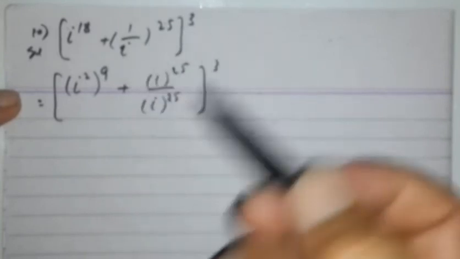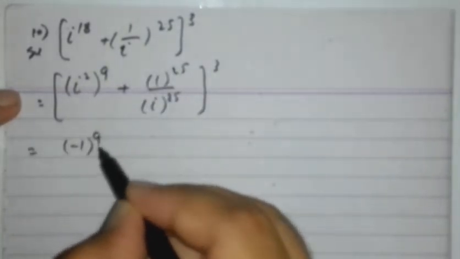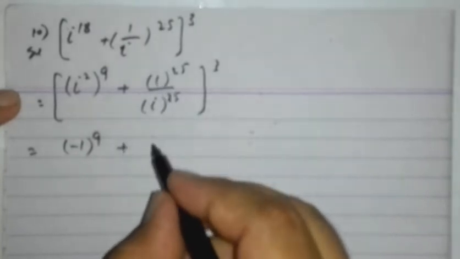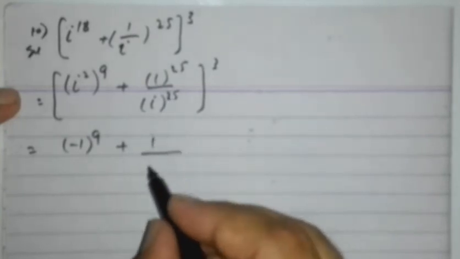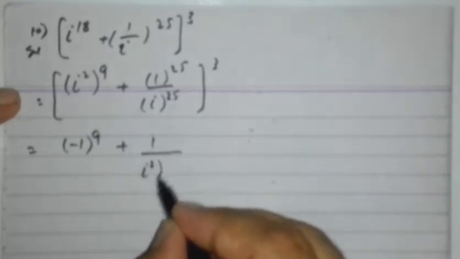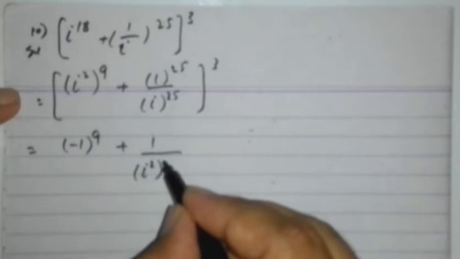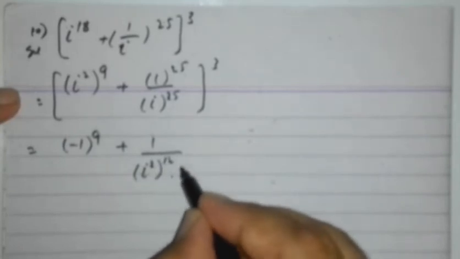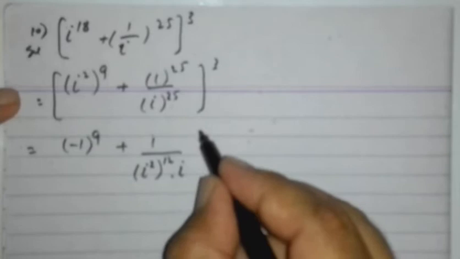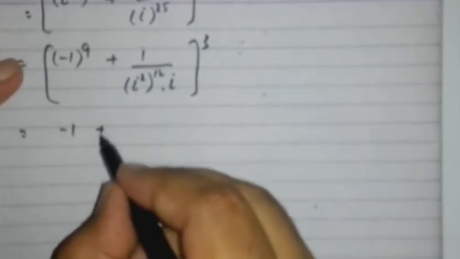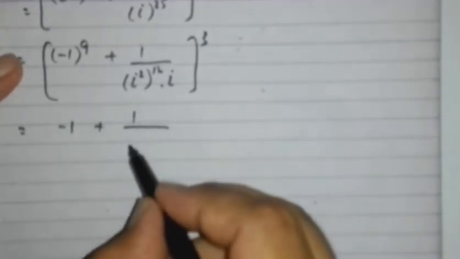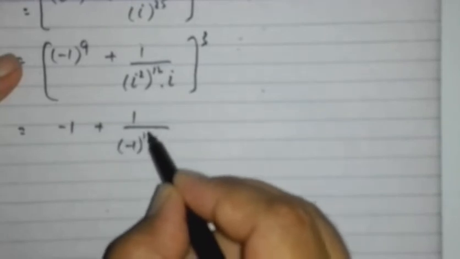1 power 25 and iota power 25. So here iota square value is minus 1 power 9, plus here 1 power 25 we get 1, and iota power 25 can be written as iota square whole power 12, 2 12s are 24, into iota 25 whole cube. Here we get minus 1, plus here 1 over iota square value is minus 1 power 12 into iota.